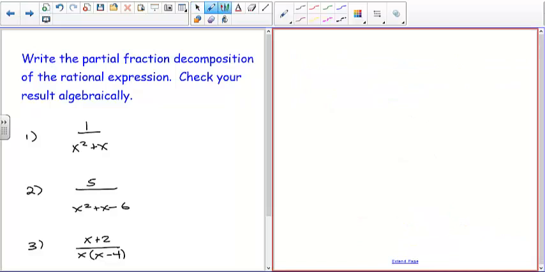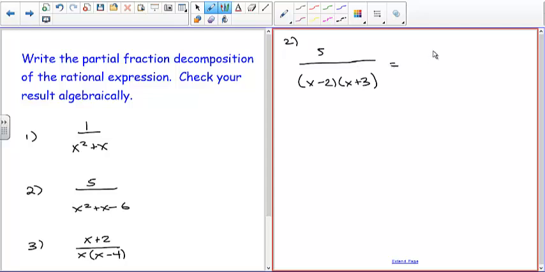Okay, next one. This is number 2. So you have 5 divided by, let's factor the denominator. What two numbers multiplied together give you 6? 1 and 6, or 2 and 3. The difference between 2 and 3 is 1, so it's going to be 2 and 3. And because we have the positive x here, the positive goes with the larger of the two.